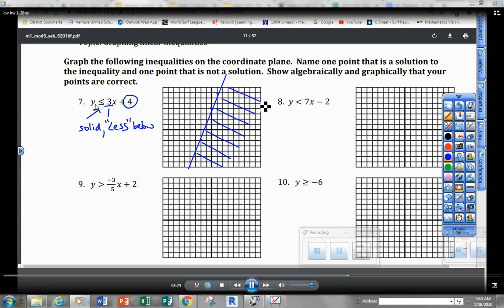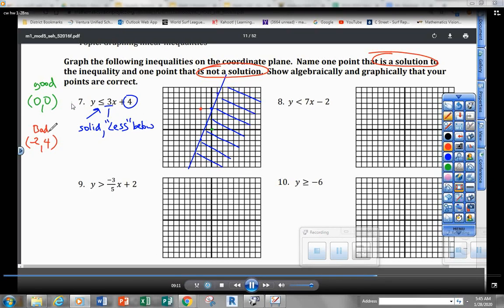It tells me y is less than this 3x plus 4, so less means all the points below that line. Easy to see when the line's almost flat, which is below. This is a little more hard because it's almost straight up and down, but these are below, even though you're going to the positive numbers. They want you to pick a point in the solution zone and a point not in the solution zone. So if I pick 0, 0 in the clearly solution zone, and then this point, negative 2, 4, clearly out of the zone, they want you to prove algebraically how that works.